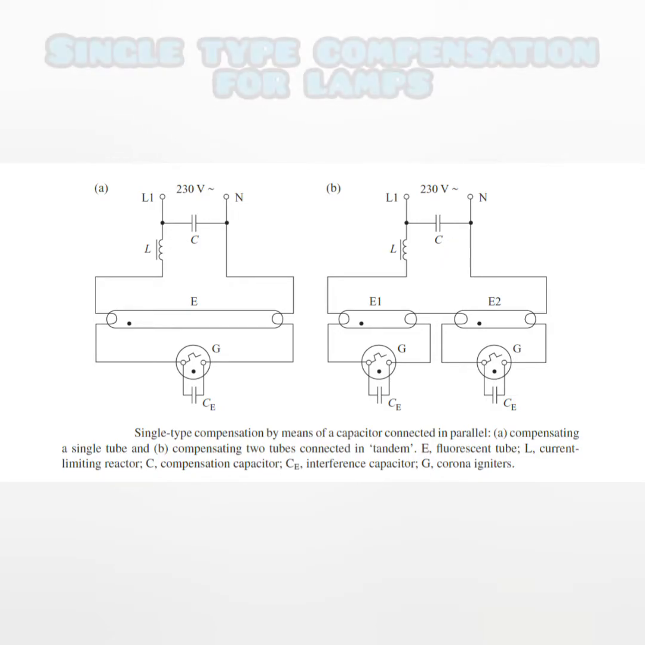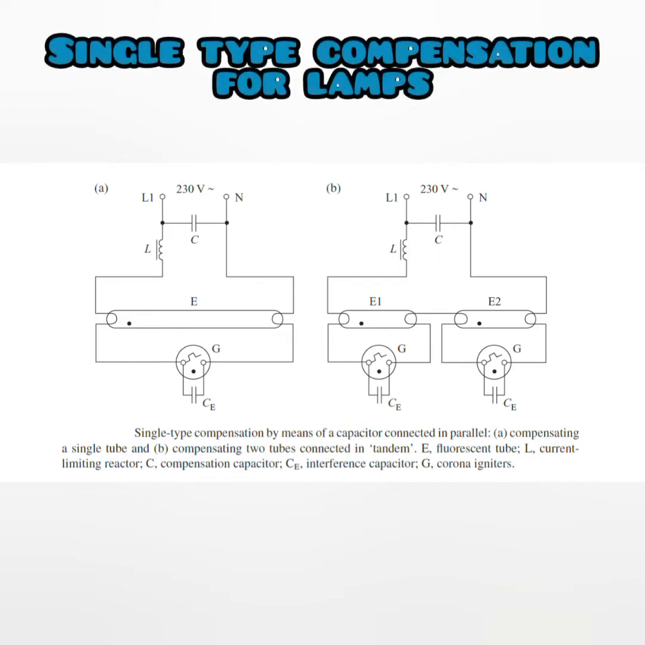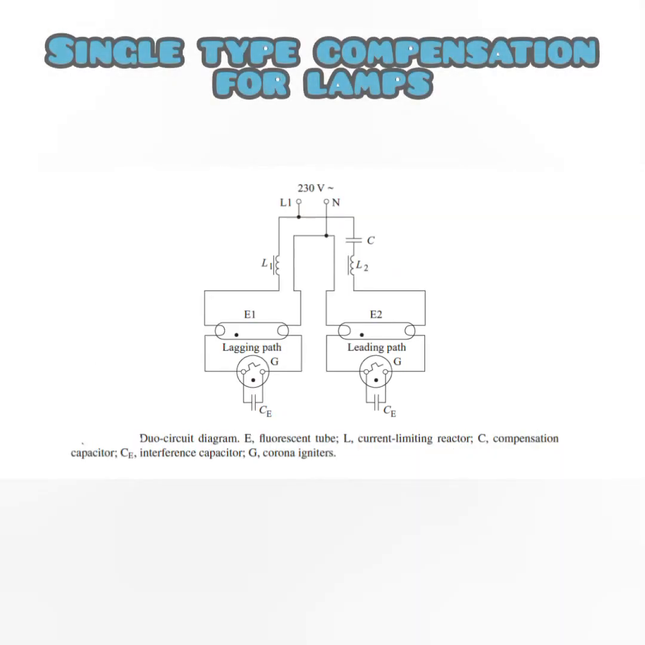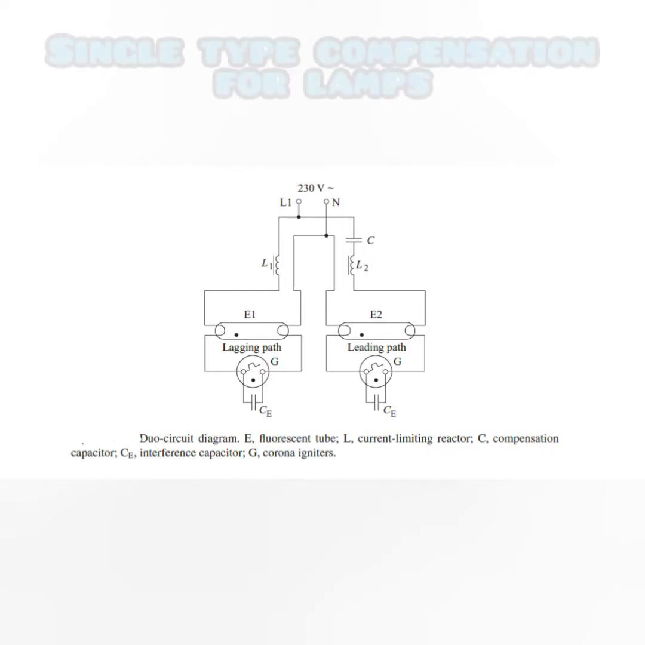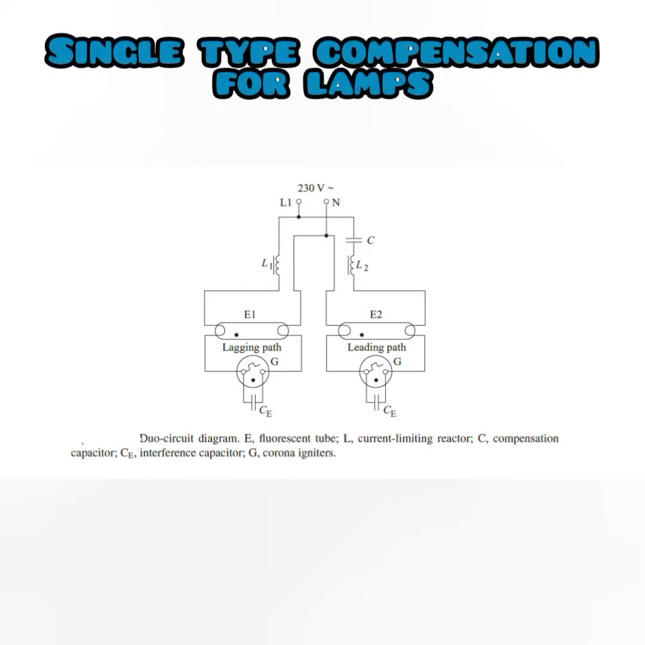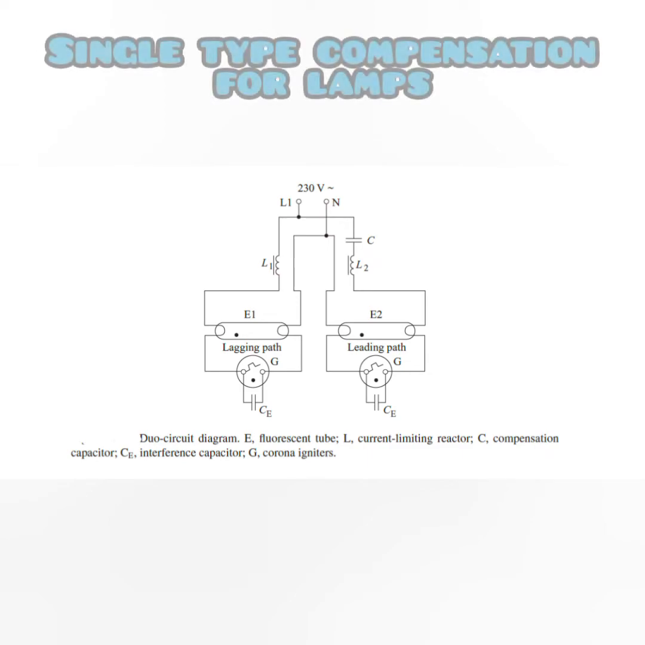Here we have a capacitor connected in parallel, and the second one is for your dual type or duo circuit combination. The same set that the single type uses is replicated for the two tubes. So this is your duo circuit diagram. Here we have one single inductor connected at one end, and with the series connection we have another set of inductor in combination with your capacitor. So this forms a duo circuit for your lamps.